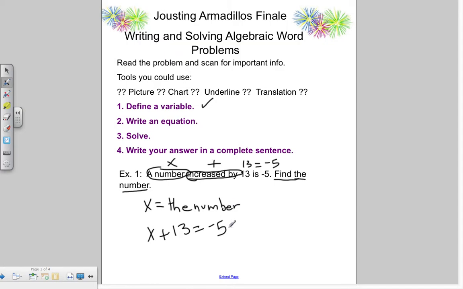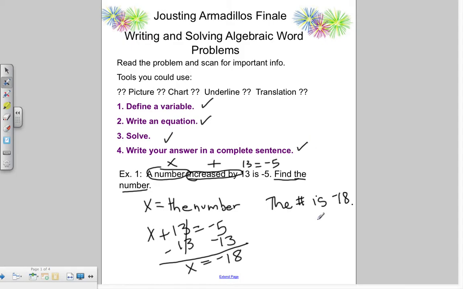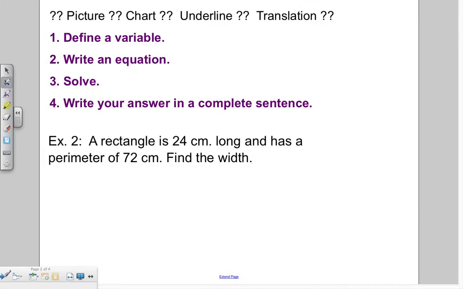So I've defined my variable. I've written an equation. Check. Now I'm going to solve it. Subtract 13, subtract 13. This goes away. X equals -18. So I've solved it, but I'm not done yet. I need to write my answer in a complete sentence. It asked me to find the number. The number, and I can even use symbols, I'm okay with that, the number is -18. Done. But you know now that you've answered the question. Excellent. Good work. Now let's move on to a harder problem.